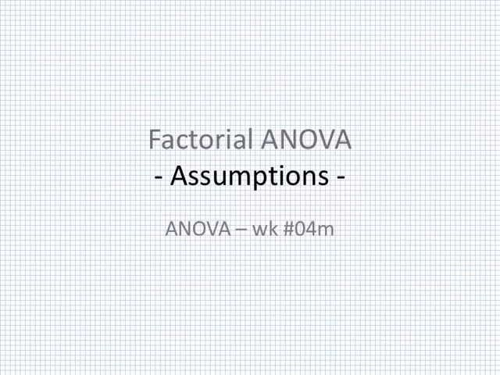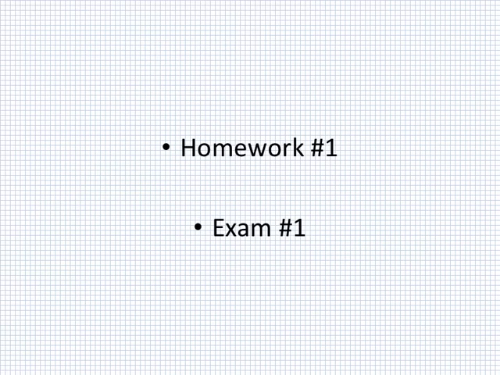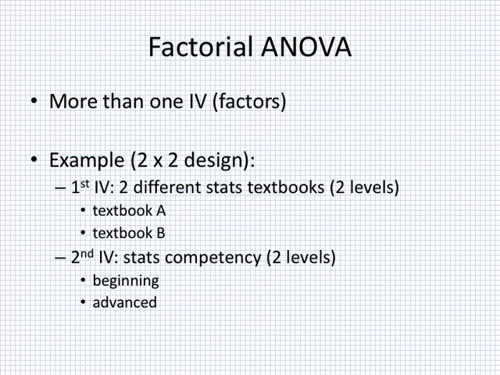Okay, so for today's class, we're going to talk about Factorial ANOVA. So this is a new unit, so we're going to deal with more and more complicated issues. In the past, we talked about one-way ANOVA, comparing groups, 2, 3, 4, on one dependent variable and just one IV. And so Factorial ANOVA, the difference is that now we have more than one IV. Before we only had one IV.